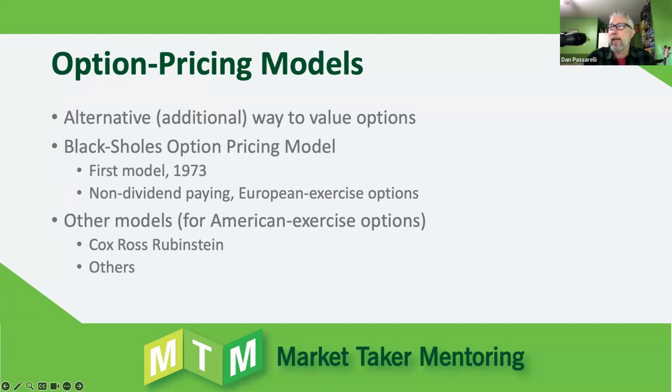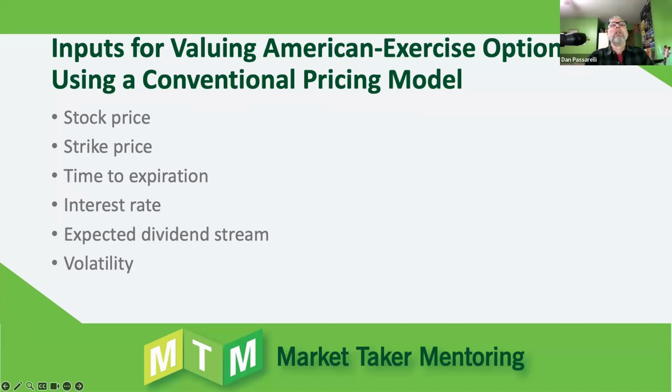Professional traders call those electronic eyes, and they create those for arbitrage opportunities all the time. Now, the inputs for valuing American exercise style options using a conventional pricing model are six: stock price, strike price, time to expiration, interest rate, expected dividend stream, and volatility. Now, all of these, well, most of these are readily observable.